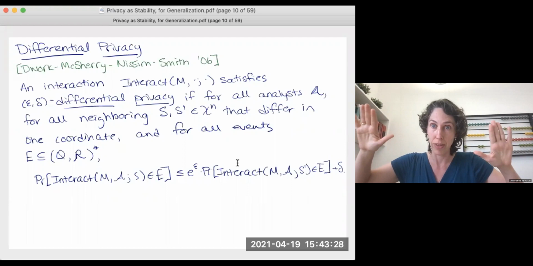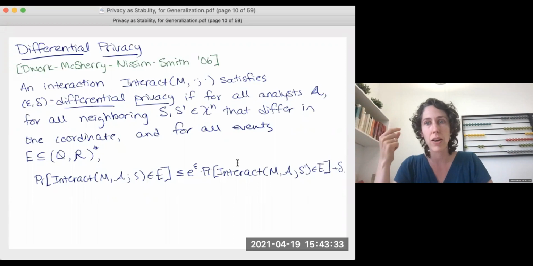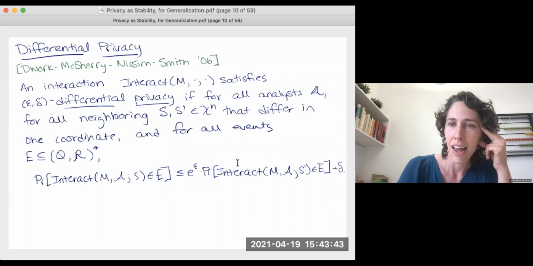Once you have the delta, you're allowed to move between zero and non-zero, but we think of these deltas as being extraordinarily small. We say sort of cryptographically small. This delta is something that's never gonna happen in the history of mankind. The epsilons we think of as small constants.